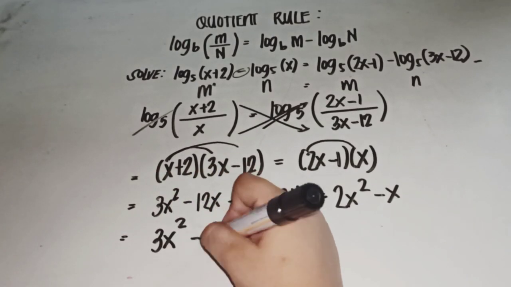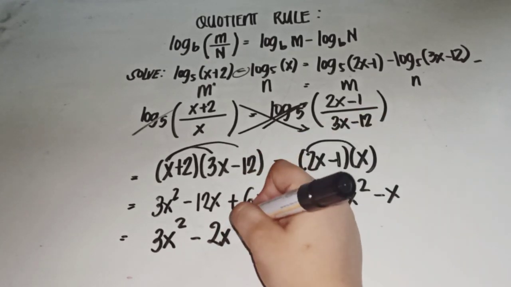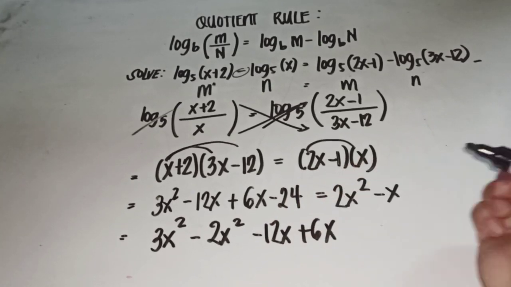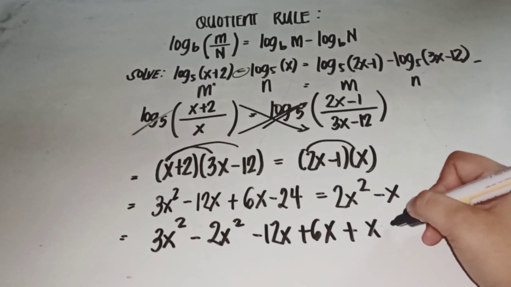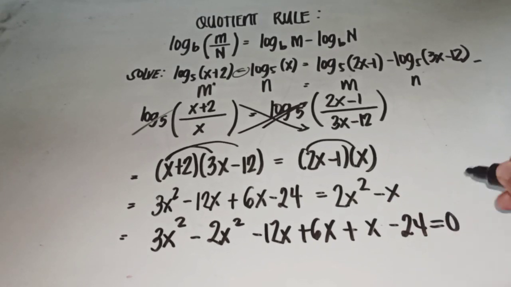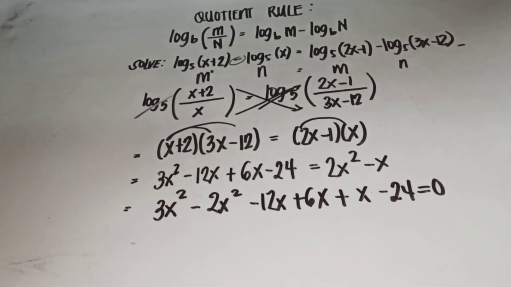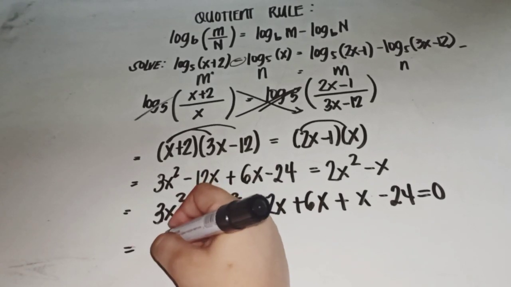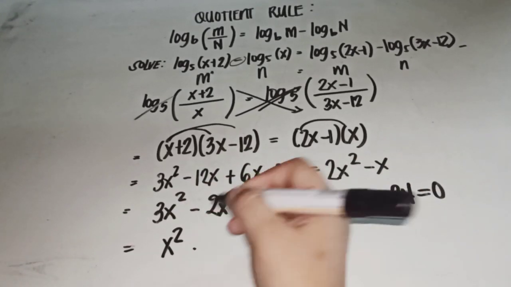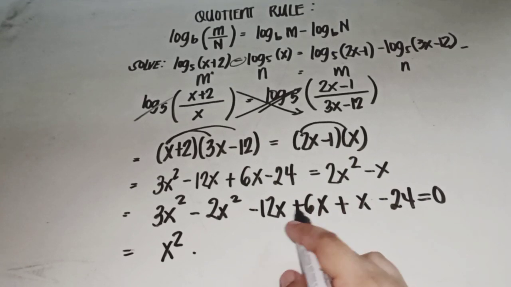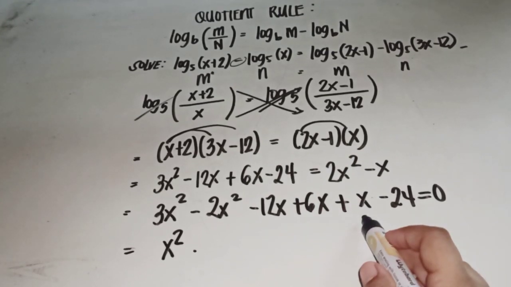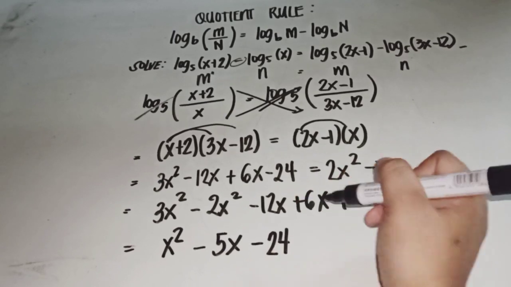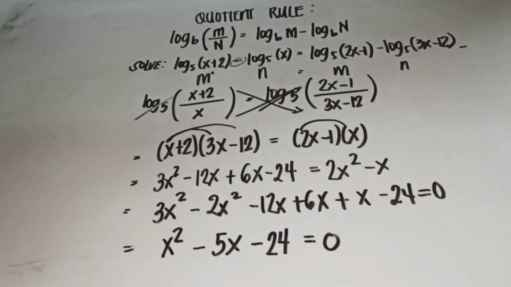3x squared minus 2x squared, minus 12x plus 6x plus x, minus 24 is equal to 0. 3x squared minus 2x squared is x squared. Negative 12x plus 6x is negative 6x, plus x is negative 5x, minus 24 is equal to 0.